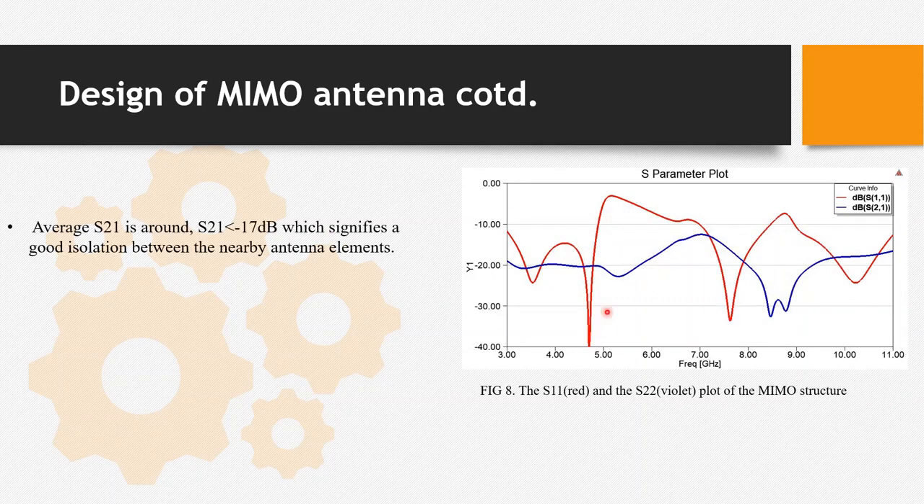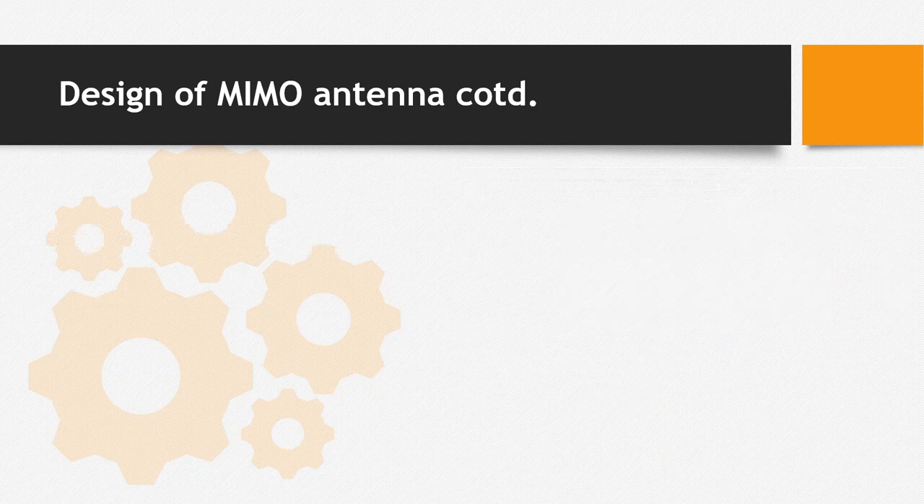Here the violet colored plot is for S21, which shows that the average S21 is minus 17 dB, which shows a good isolation between the nearby antenna elements.